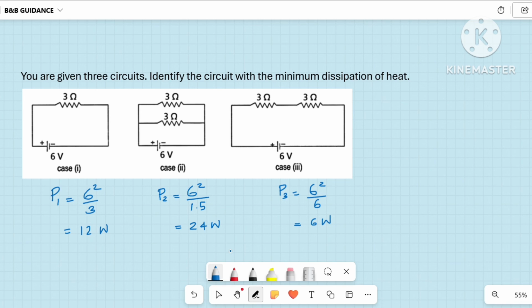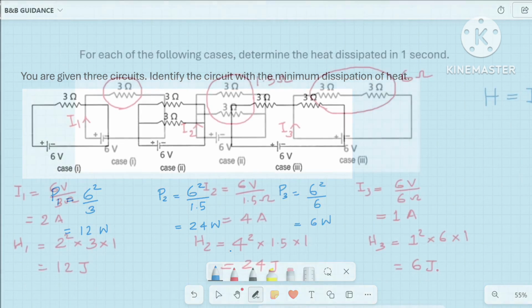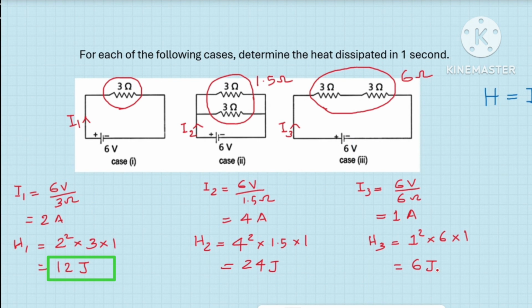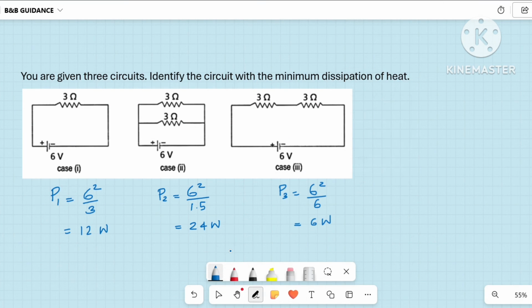So this is what we have already got. In fact, we have seen that heat energy dissipated in case 1 is 12 joule in 1 second. And heat dissipated in case 2 is 24 joule in 1 second. Heat dissipated in case 3 is 6 joule in 1 second. So what is the answer of the question? The circuit with the minimum dissipation of heat. So your answer is case 3.